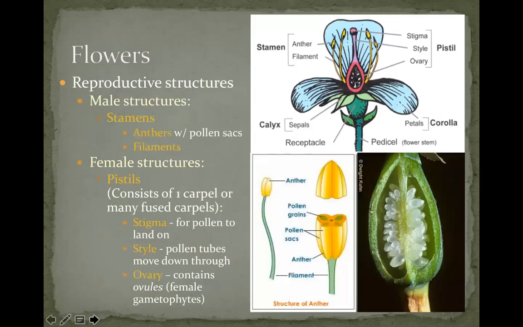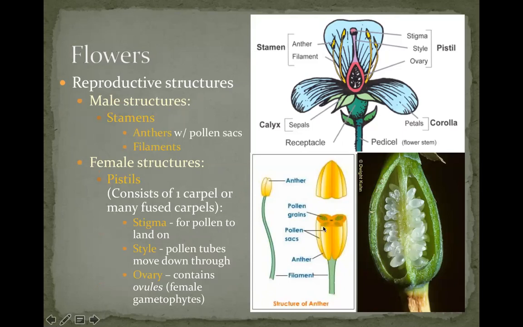And then we have the reproductive structures. So the male structures, which are these right here, this elongated structure is what we refer to as the stamen. And the stamen is made up of two parts. You have your anther, which will house the pollen sacs, and those pollen sacs are going to house individual pollen grains. And then you have your filament, which is this elongated structure right here.